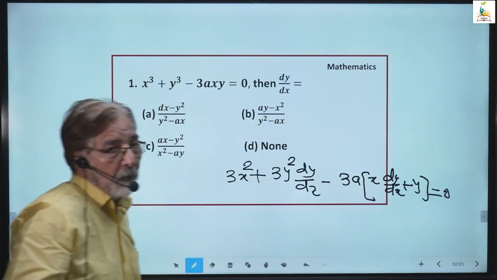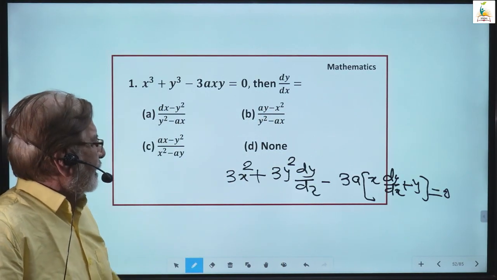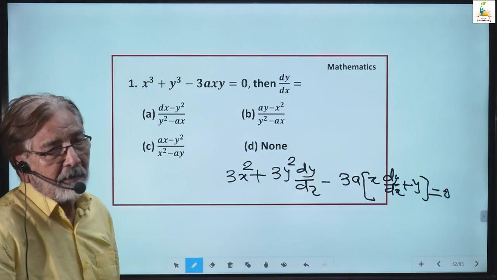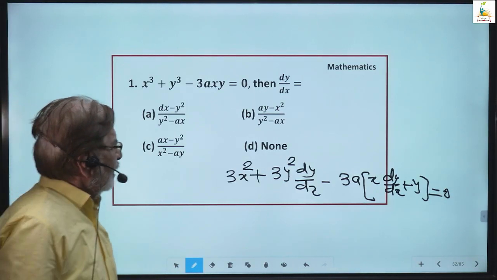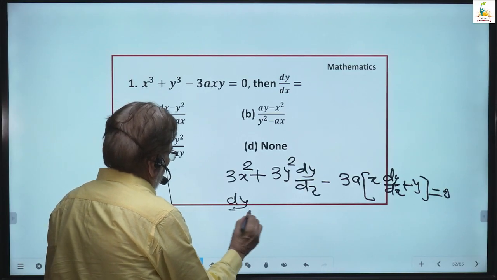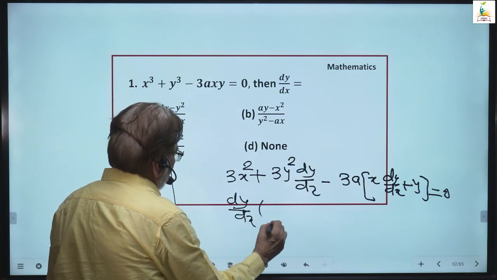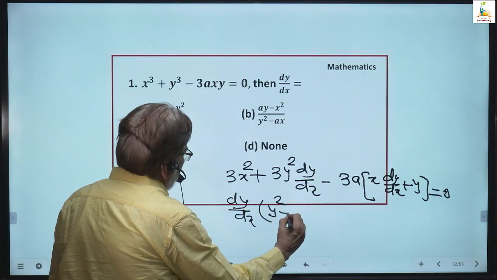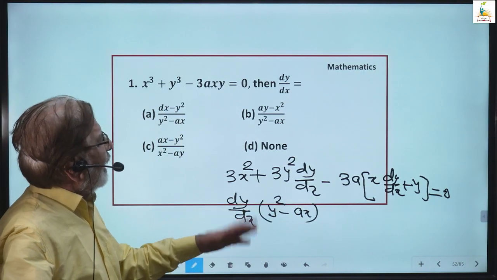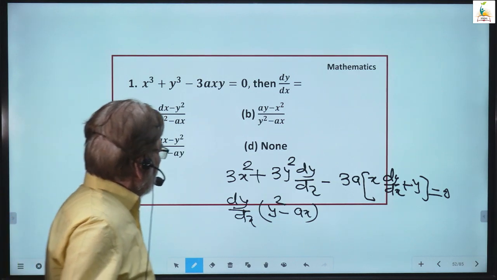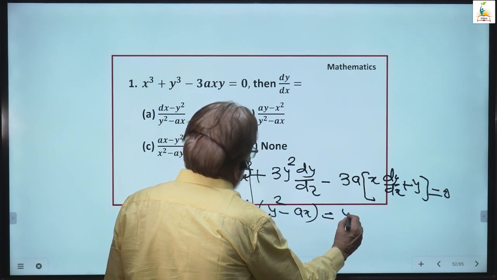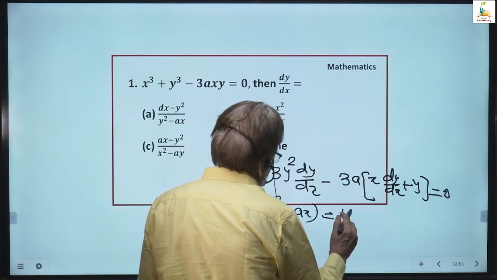Now what you have to do? I can cancel the 3 and collect the terms of dy upon dx. So dy upon dx times (y square minus ax). The rest of the terms you keep on the right-hand side. So this will be ay minus x square.